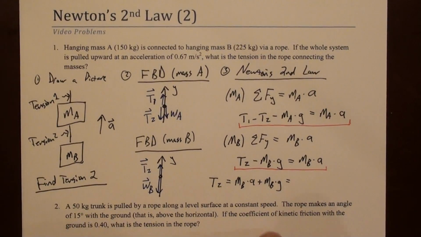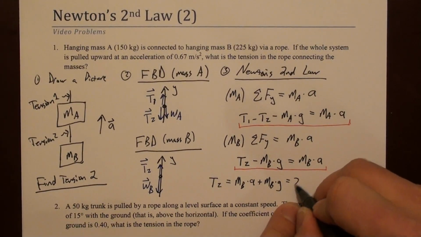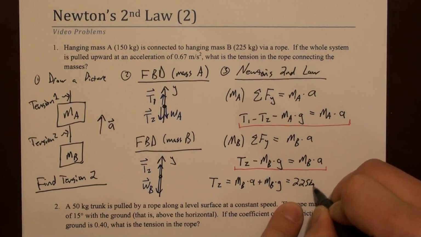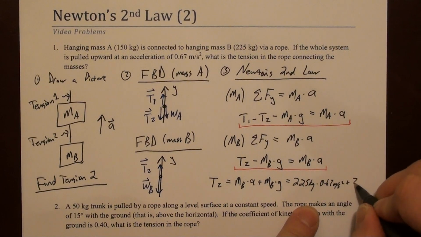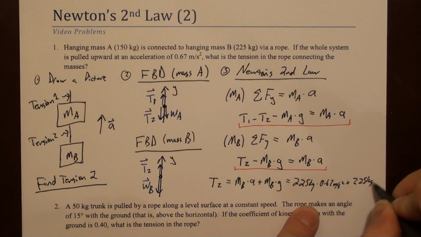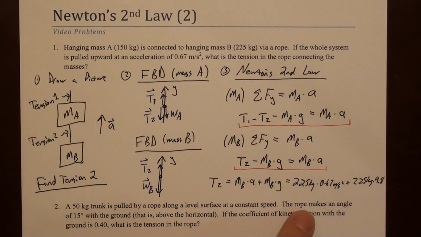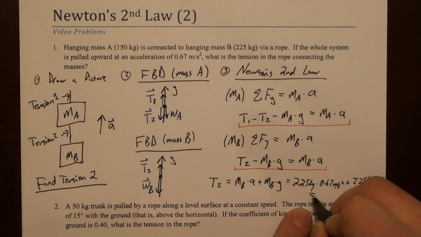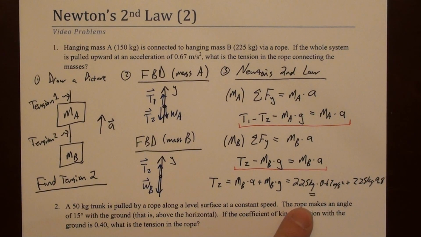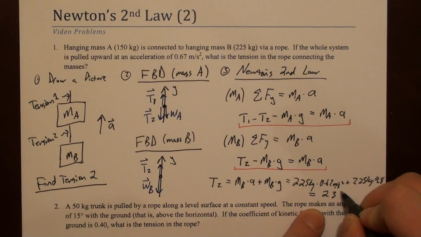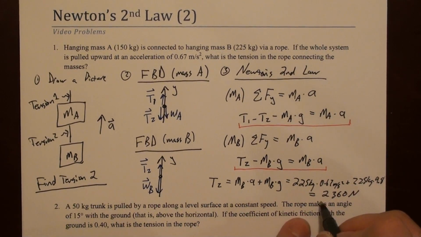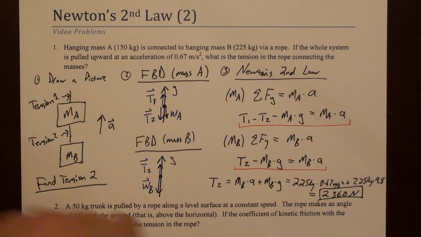I can fill in numbers for that. That's 225 kilograms times 0.67 meters per second squared plus 225 kilograms times 9.8. And the number I get out of that looks like 2,360 newtons when you round this to 3 significant figures.